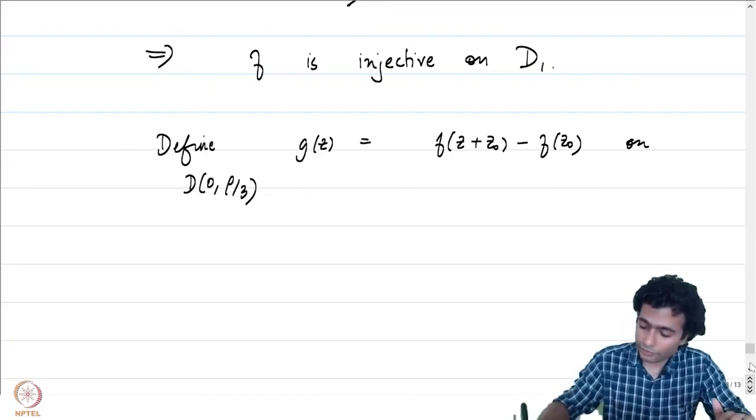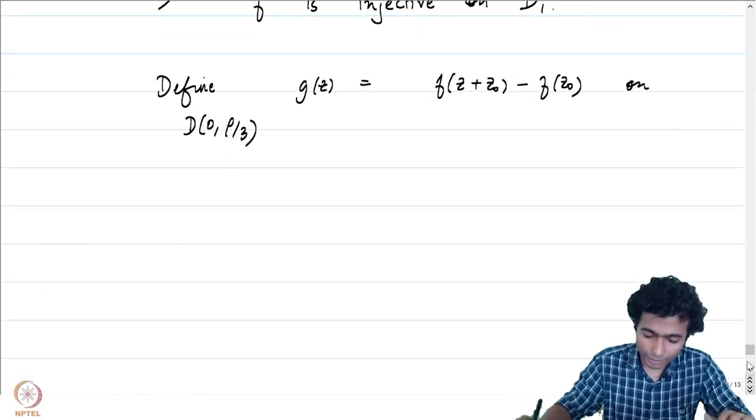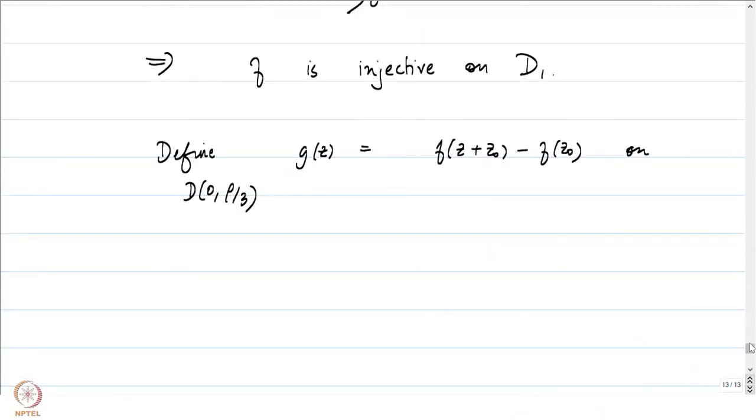And the first observation would be the following. Let us now make a few observations about g. g of 0 is equal to 0. g prime at 0 is the same as f prime at z0, which is equal to 1 by 2 rho. You should go up and check that the z0 was picked very crucially in this manner.